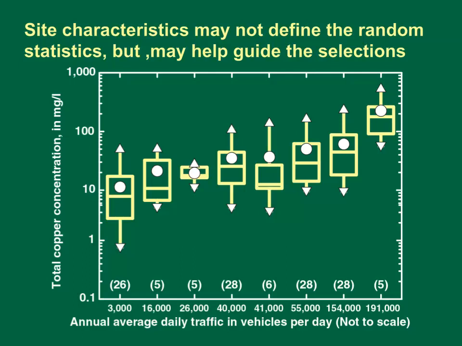Site characteristics such as average daily traffic may not quantitatively predict the average, standard deviation, and skew used to model random water quality. However, we can calibrate our inputs by choosing statistics from the most representative sites.